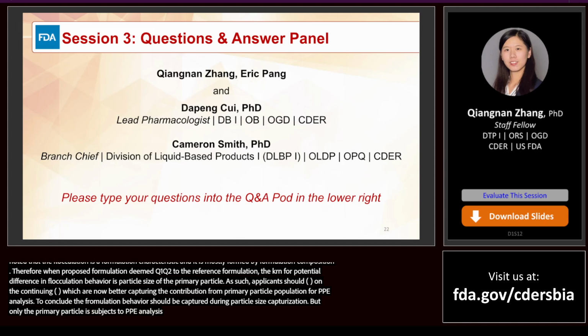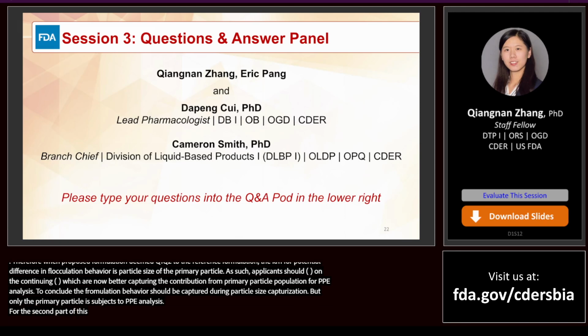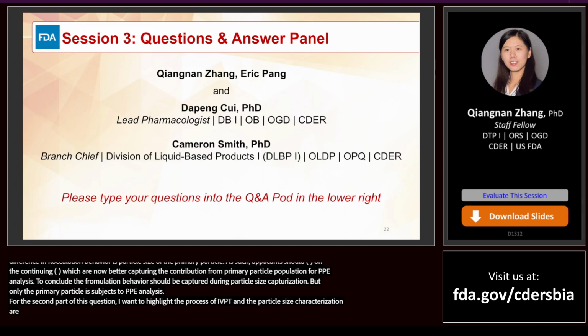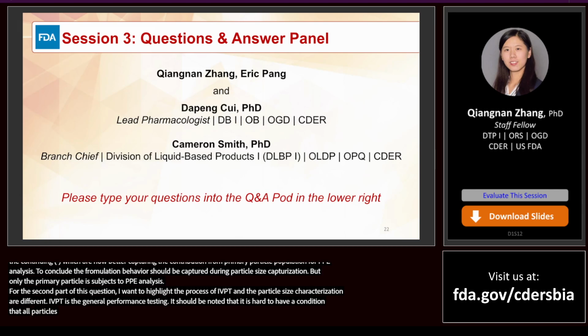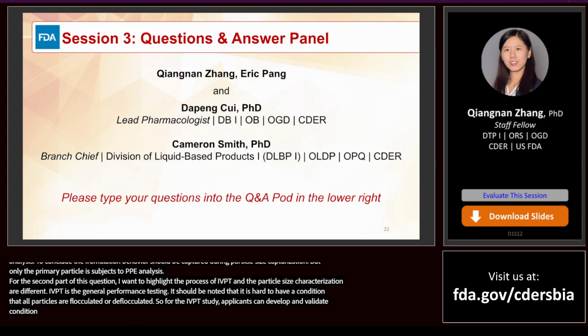For the second part of this question, I want to highlight the purpose of IVRT and particle size characterization are different. IVRT is a general performance testing. It should be noted that it is hard to have a condition that all particles are flocculated or deflocculated. So for the IVRT study, applicants can develop and validate conditions per reproducibility and discriminatory ability, and the condition will likely have both flocculated and deflocculated particles present. Thank you.